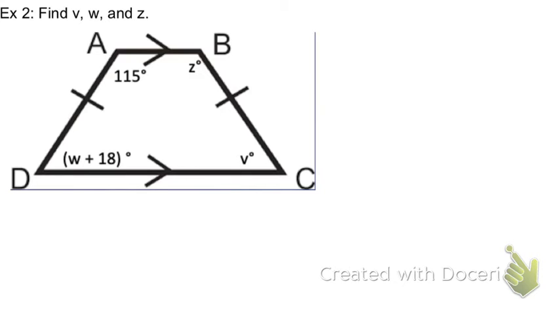So let's go to this example real quick before we hop into our diagonals. Example 2 is still in our note packet. Let's find V, W, and Z. If we know angle A is 115 degrees, what kind of shape is this, guys? Isosceles trapezoid. How do we know it's an isosceles trapezoid? Because the legs are congruent. Yep. The bases are parallel.